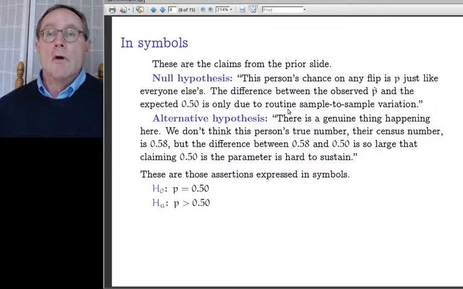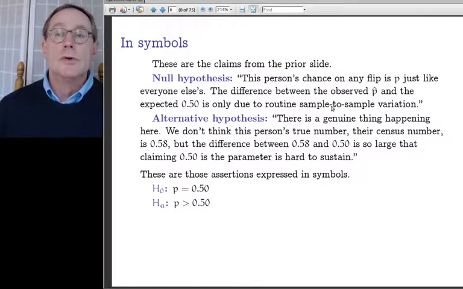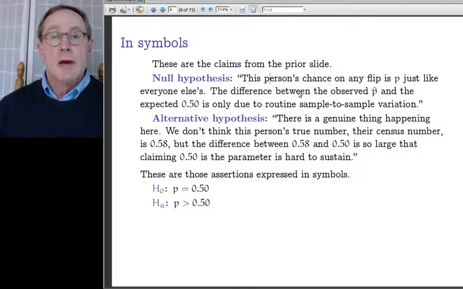Okay, so the null hypothesis, I'll remind you again: this person's chance on any flip is just like everyone else's. It's just 0.50. The difference between the p hat you observed and the expected 0.50 is simply due to routine sample to sample variation. I varied the wording a little bit because sometimes it helps a person to hear the same thing said in 4 or 5 different ways. It just helps you keep track of what's happening.